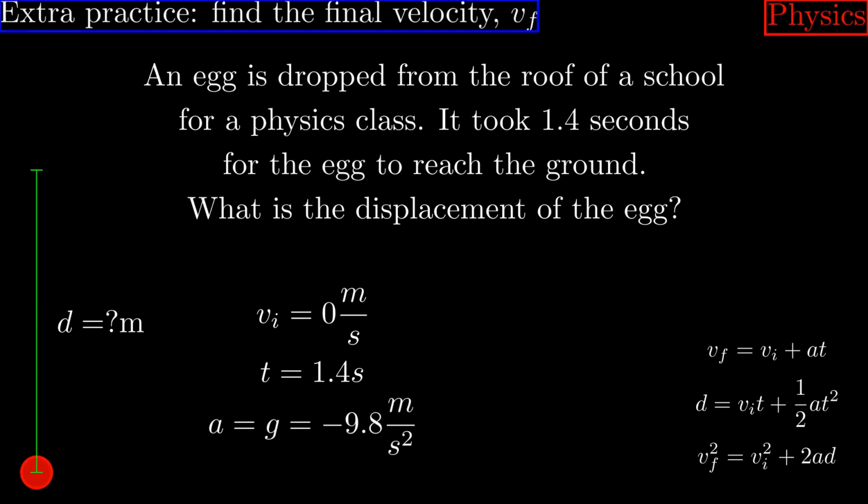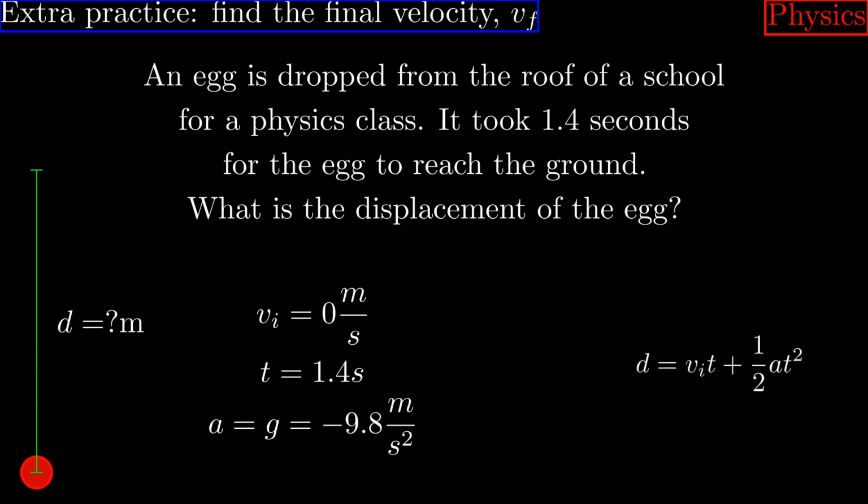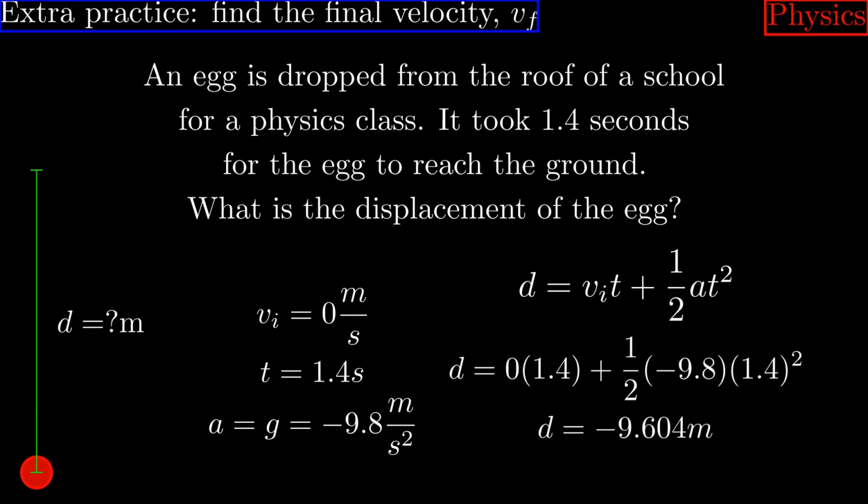So at this point, we now have everything given by the problem in front of us. Now we just need to figure out which equation to use. Which equation lets us find the displacement using the initial velocity, time, and acceleration? Take a second and try to figure that out for yourself. Okay, so it's going to be the second equation. After subbing in our values, we can find the displacement to be negative 9.6 meters. Now, solve the extra practice if you want, and we're going to look at the third and final example.